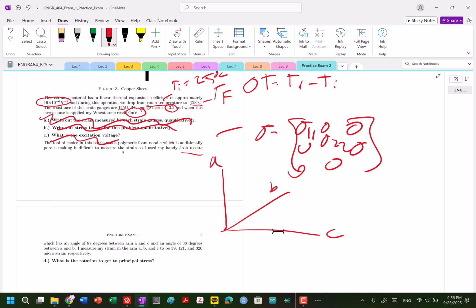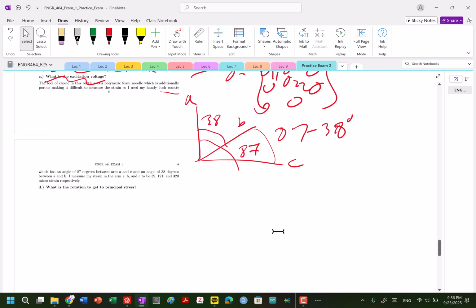So an angle of 87 degrees between A and C. So this whole thing is 87. And an angle of 38 between A and B. So this is the full rotation here. So this is 38 degrees here. So then we know the difference between B and C is going to be 87 minus 38 degrees. We'll see if we want to leverage that later.